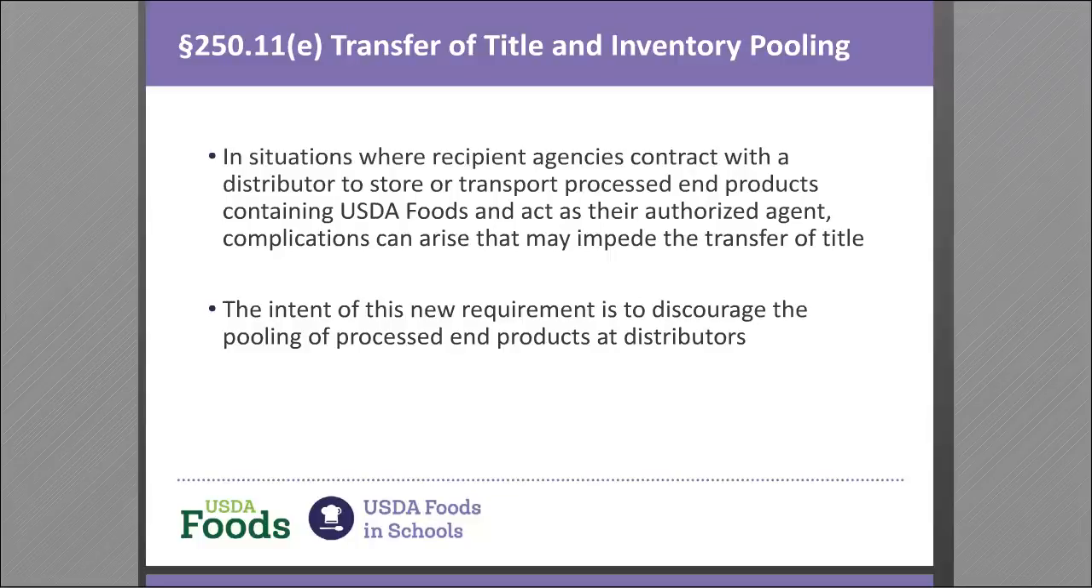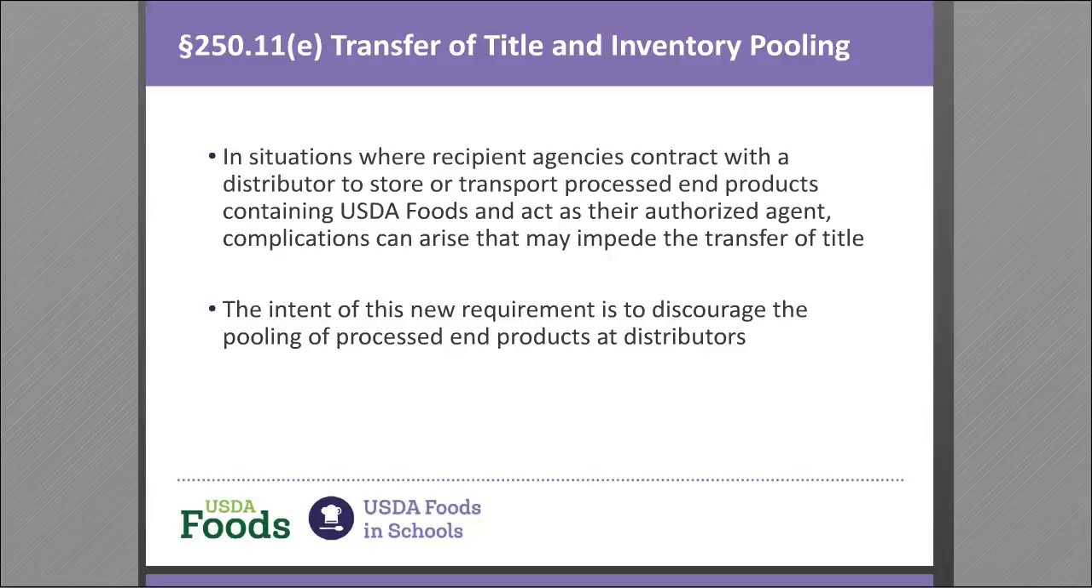Some processors and distributors manufacture and/or order some processed end products containing USDA foods prior to receiving orders from recipient agencies. This is sometimes called inventory pooling. This is most commonly due to a processor's and/or distributor's manufacturing or ordering end products in advance of receiving orders from recipient agencies based on forecasted estimates.